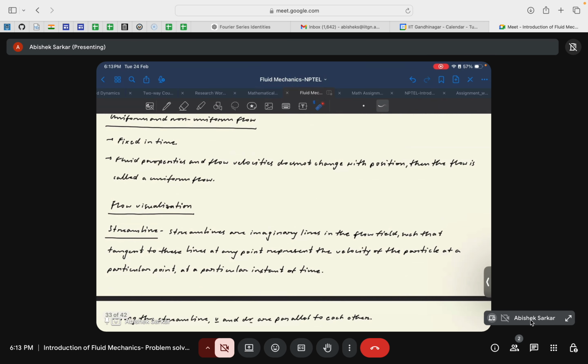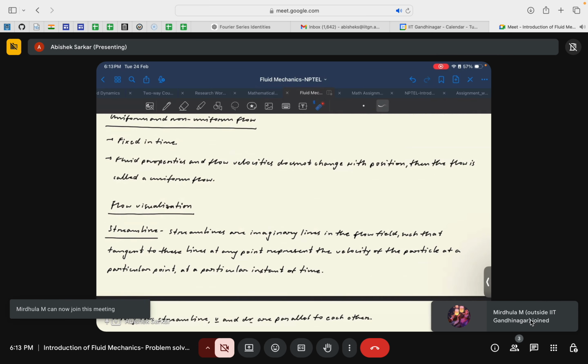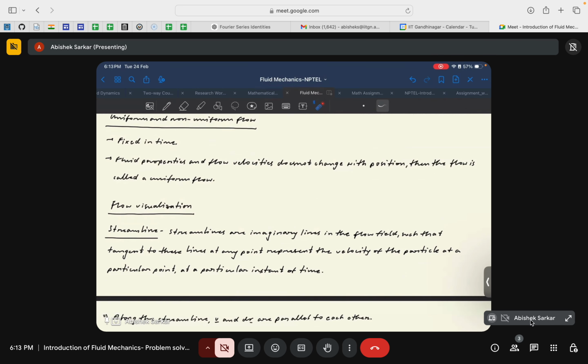Now for uniform and non-uniform flow, again very self-explanatory, but rather than varying with time, the uniformity and non-uniformity in the flow field is determined at a particular instant of time. That's why it is told fixed in time. Okay, for a particular instant of time. So if the fluid properties and the flow velocities do not change with position for a particular instant of time in the flow domain, then we say that the flow is a uniform flow. And if it does change with space for a particular instant of time, then we say that it's a non-uniform flow.